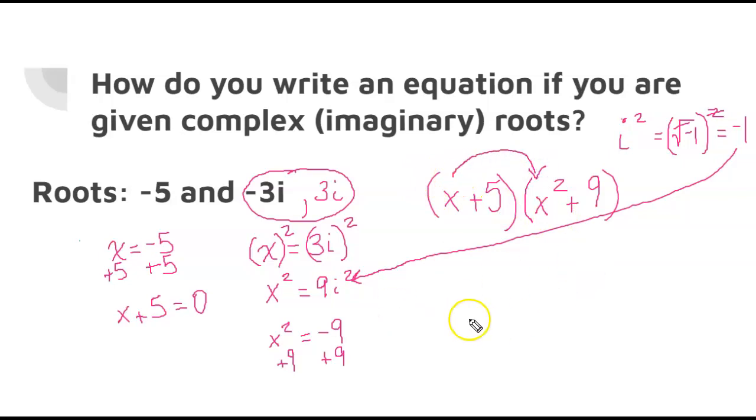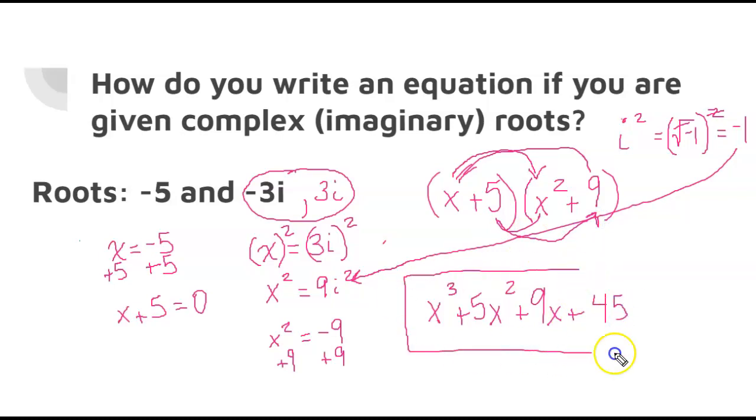If I double distribute, I'm going to get x cubed. And then, let's see, x times 9 gives me 9x. And then 5 times x squared gives me 5x squared. And then 5 times 9 is 45. So this would be the cubic equation.